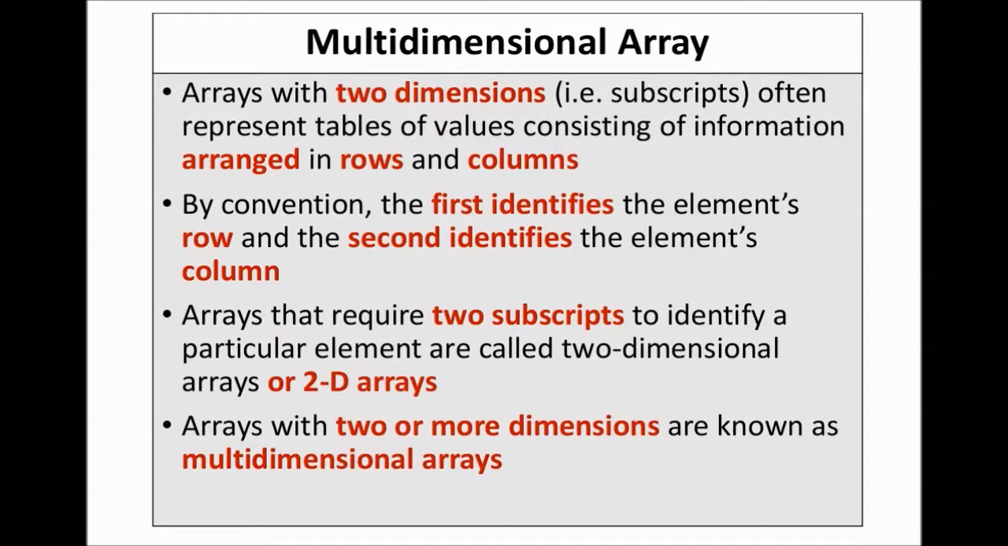Arrays with two dimensions often represent tables of values consisting of information arranged in rows and columns. By convention, the first index identifies the elements in the row and the second identifies the elements in the columns. Arrays that require two subscripts to identify a particular element are called two-dimensional arrays or 2D arrays. Arrays with two or more dimensions are known as multidimensional arrays.